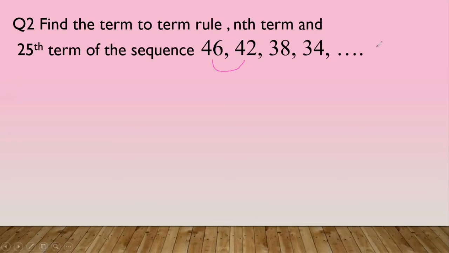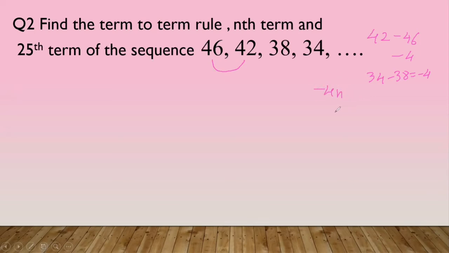To find the common difference, what we actually do is subtract the first from the next. So 42 minus 46, which is minus 4. Or you can do 34 minus 38, which is equal to minus 4. So minus 4n for sure is going to be one part of your nth term.